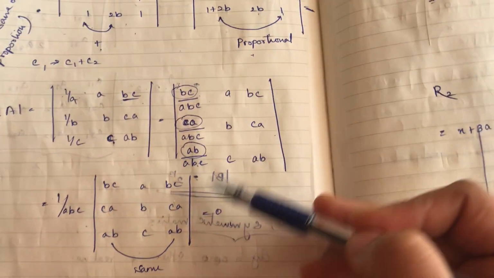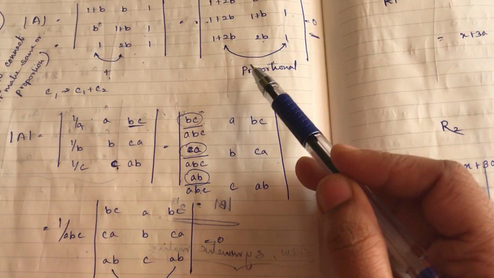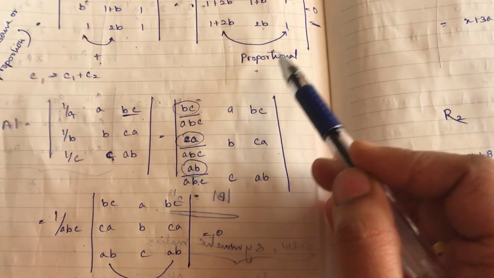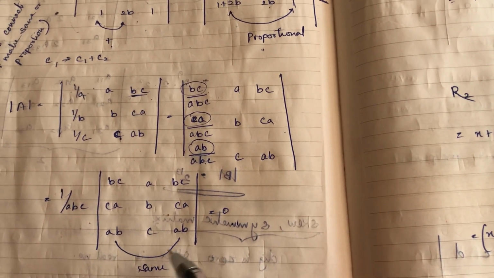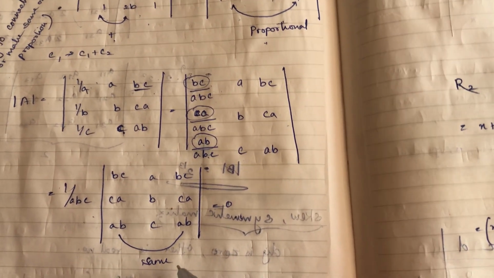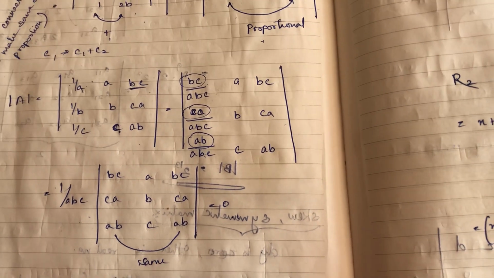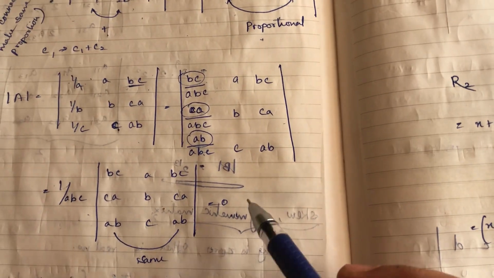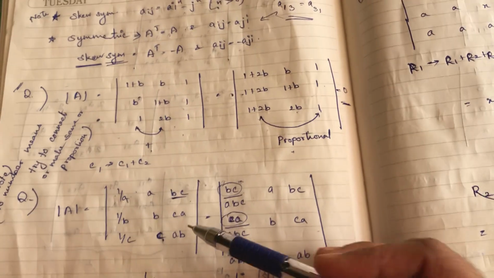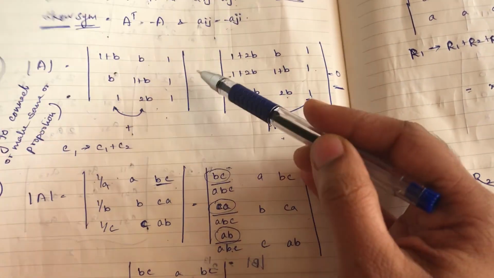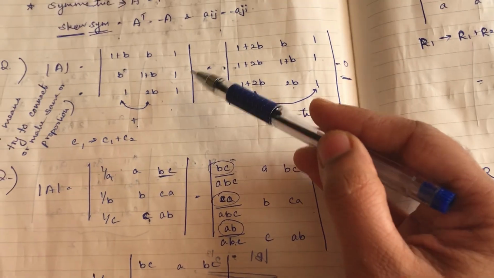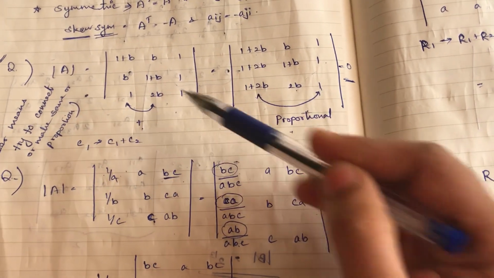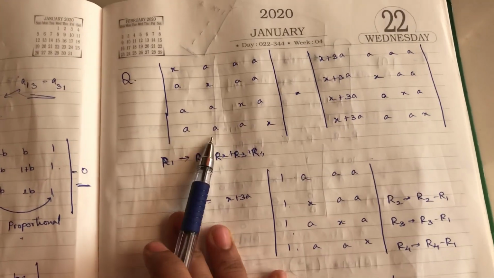So we have seen the two properties. If two columns or two rows are proportional, the determinant value will be 0. Likewise, if two columns or two rows are the same, meaning they are equal, the determinant value will be 0. Just see the two questions: no numbers are given, only variables. If they give only variables, just try to make it proportional or the same. That's it. Let's see another sum.